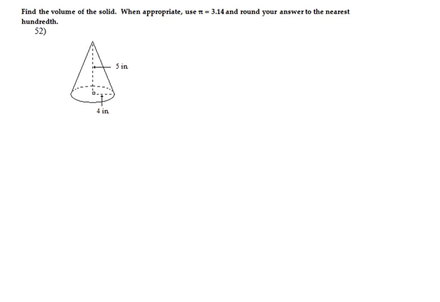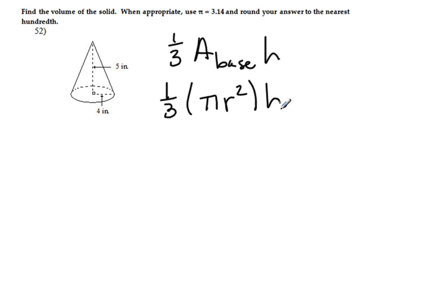Going to number 52, we are dealing with a cone. First of all, again, this only has one base. So 1/3 area of the base times the height. This base is a circle. So area of a circle is pi r squared times h. That is our formula for the volume of this cone.